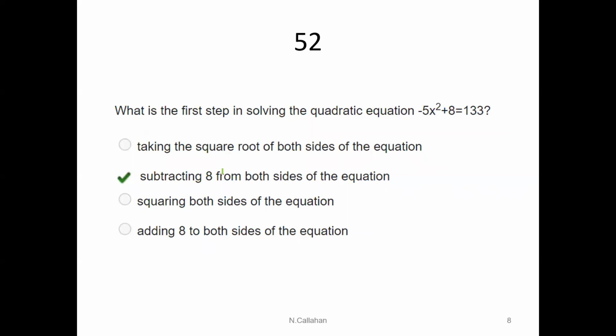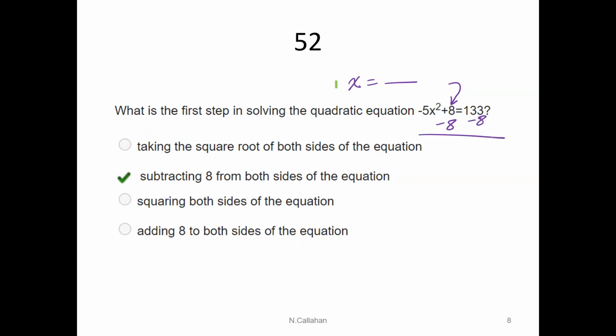What is the first step in solving the quadratic equation in this part right here? If you're going to solve the quadratic equation, which means that you want to isolate the x by itself and ultimately want to get x by itself with x equals something, you want to get rid of everything that's attached to x squared on the left side. So you see how that 8 is attached to it? What's opposite of a positive 8? Subtract 8 on both sides.